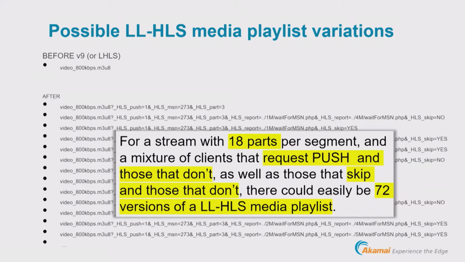So if you go with 18 parts per segment, which is 333 millisecond part in a 6 second segment, and you have a mixture of clients that push and those that don't, and clients that skip and those that don't, you're going to have 72 versions of that media playlist at your CDN edge. So that's a lot more than one. Now, there's a usefulness, as I just described. These are all bringing useful characteristics, but as a CDN, we have to ensure that we're delivering the right one of those 72 and that it's fresh at the edge, and that's a complexity problem for us.